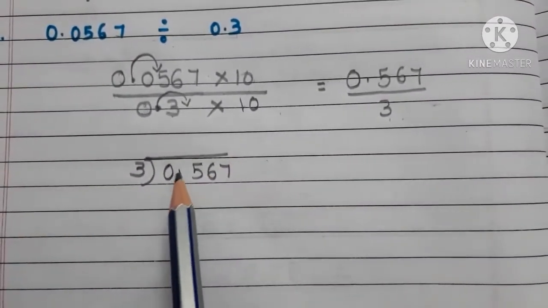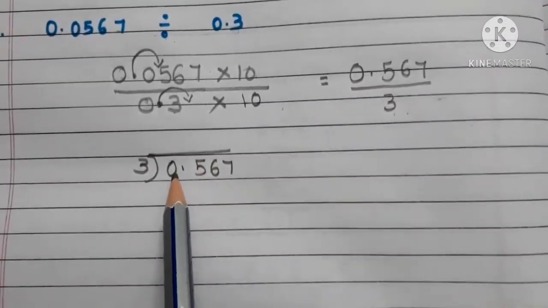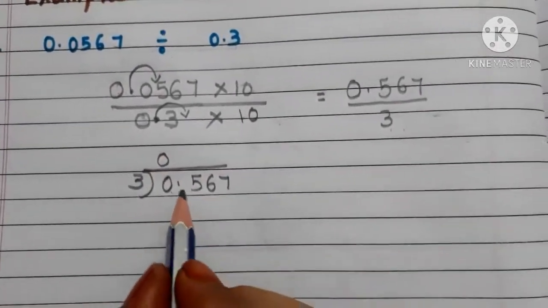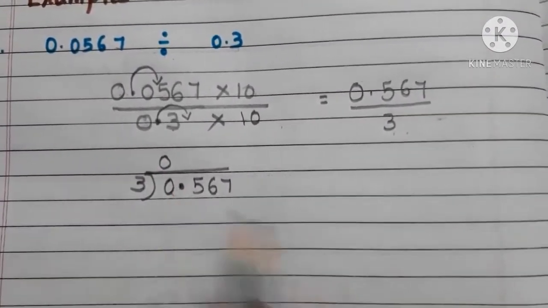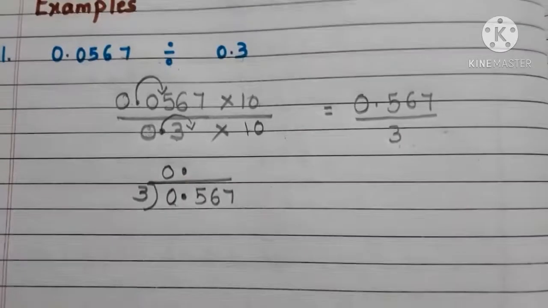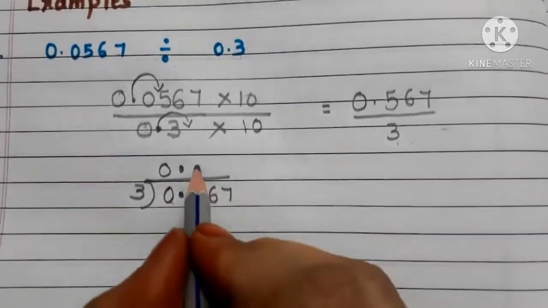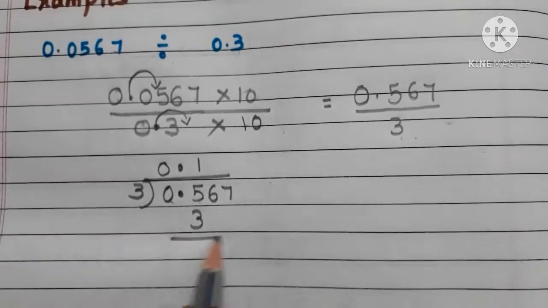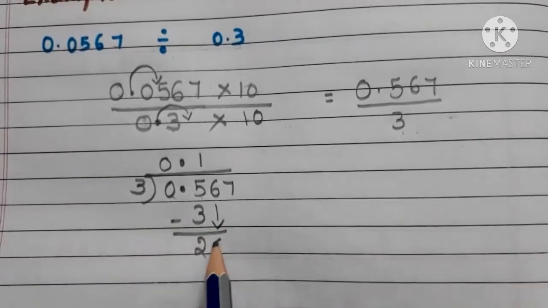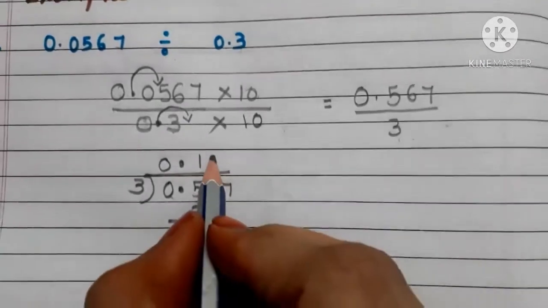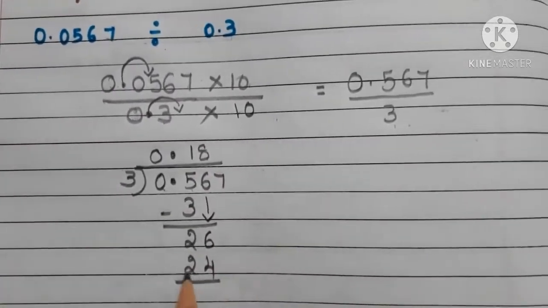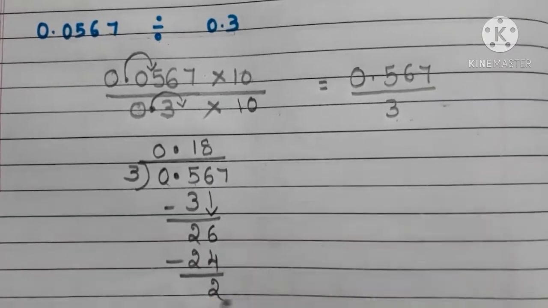Here in the dividend 0.567, first we have 0. So in the quotient also we need to write 0. Okay, here after 0 decimal point is there. So in the quotient also we need to put the decimal point. Now consider 5. 3 ones are 3. Right? 5 minus 3 is 2. Now down the number 6. 3 8s are 24. So write 8 here. 24 here. 26 minus 24 is 2.